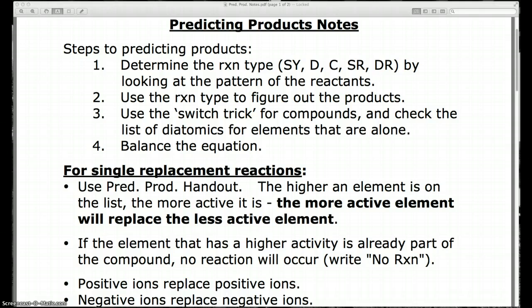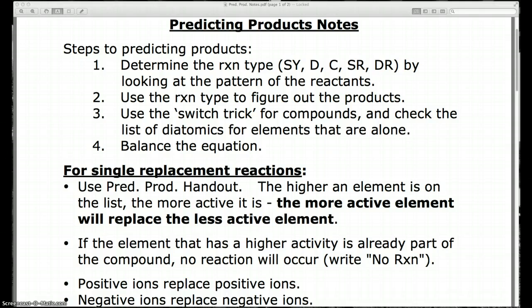The first thing is you want to determine which reaction type it is. And you should still be able to do that, even though you have half the reaction, by looking at the pattern of the reactants. Once you figure out the reaction type, that will help you figure out what the products should be. And you'll see when we do some examples here.